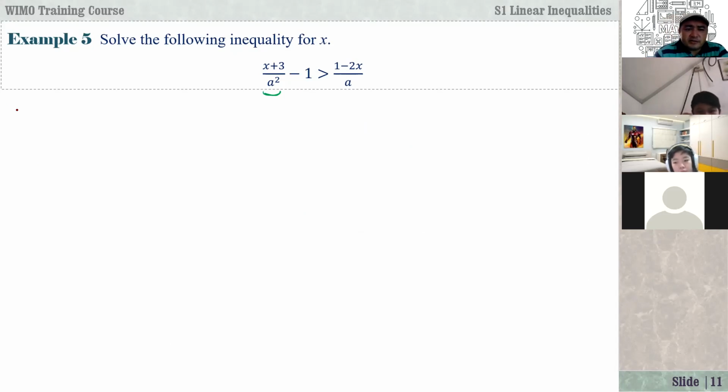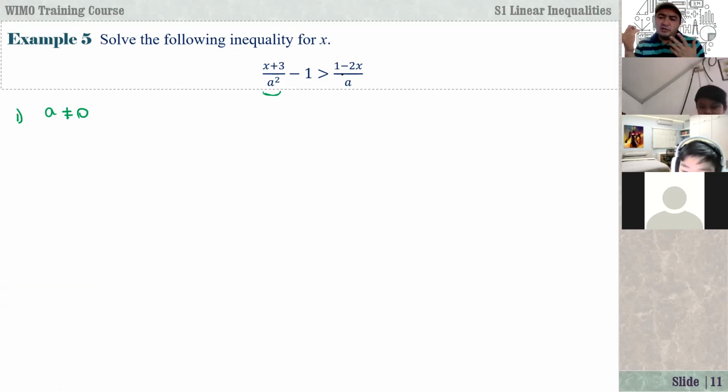So now the first thing, at first glance, since the denominator involves a, we have to write this condition that a cannot be equal to 0. Why? Because if a equals 0, on the left-hand side something is divided by 0, which is undefined. On the right-hand side, something is divided by 0, undefined. We don't have such a number. It doesn't make sense. So that's why the first condition is a should be different from 0.